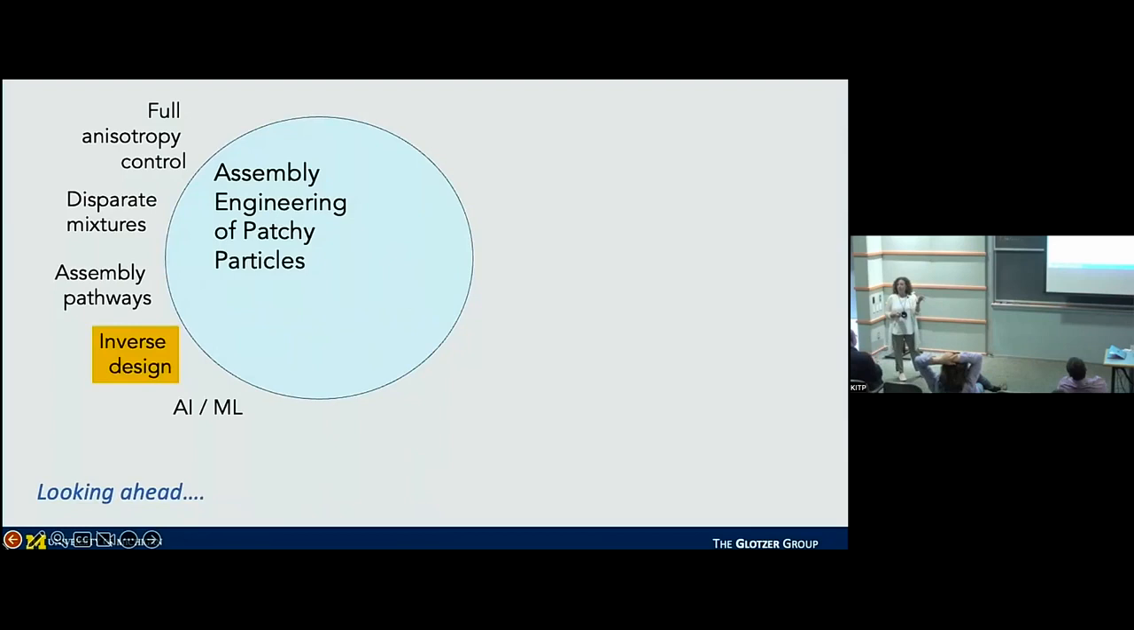There's some sort of approximation of a sphere. So we still have work to do on getting full anisotropy control. And then disparate mixtures, I don't mean just binary mixtures. I mean three or four or 17, right? Think about multi-component alloys. We need to be alloying these things.